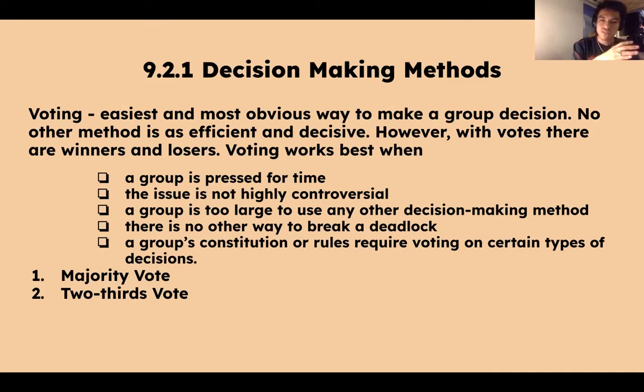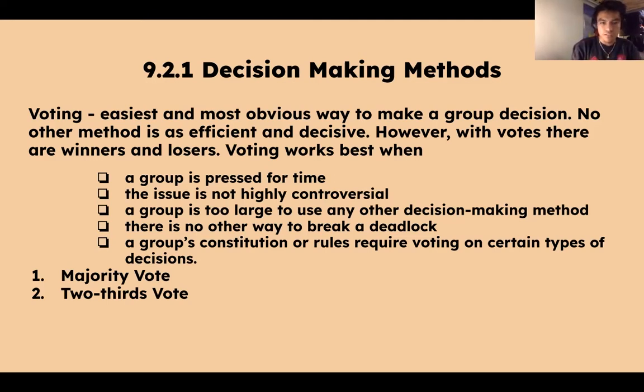So basically, majority vote just requires 51% or over of the votes, which would of course mean that there can be a little more winners, a little more difference between the winners and losers. But a 2/3 vote would be more absolute, and it would make sure that the majority of people agree on the proposal.